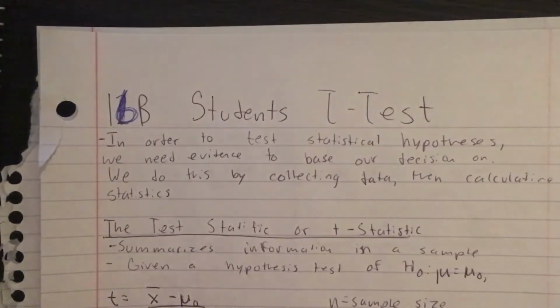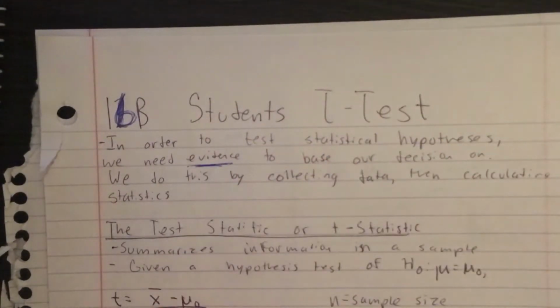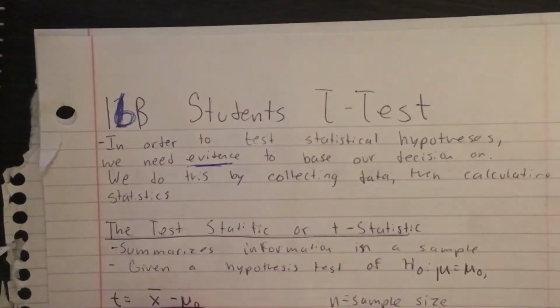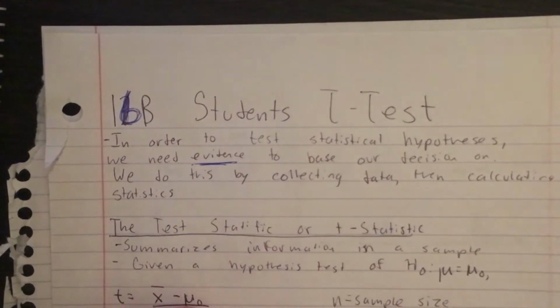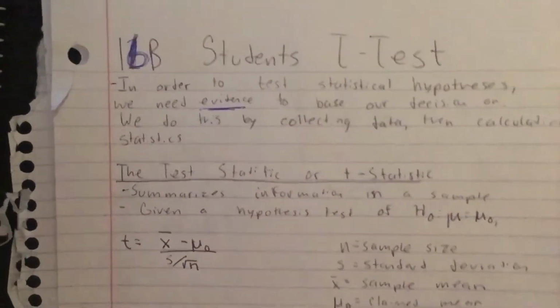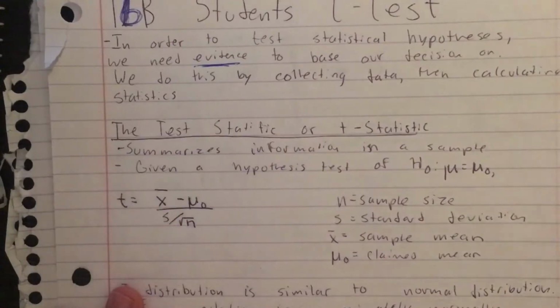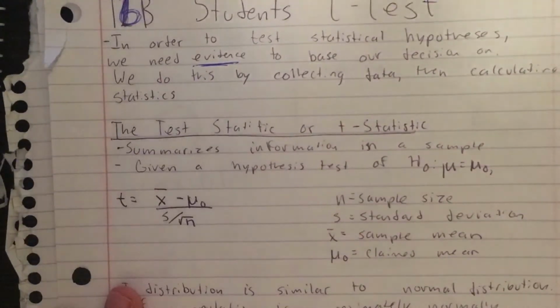Now, in order to test statistical hypotheses, we need evidence to base our decisions on. We can't just say things are wrong in statistics without having sound proof, because otherwise that's just nonsense. If you make claims and you can't back them up, what are those claims worth? The way that we do this, that we're going to look at today, is we're going to use something called the test statistic or the T statistic. You'll see it called either one of those. Basically, what this does is summarize the information in a sample.